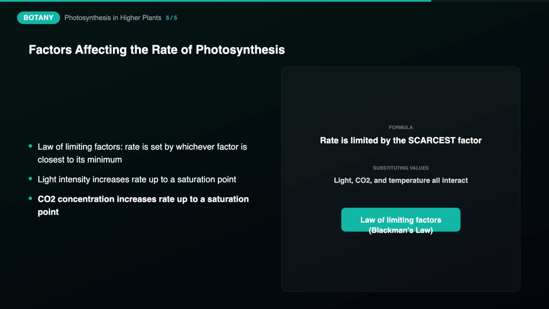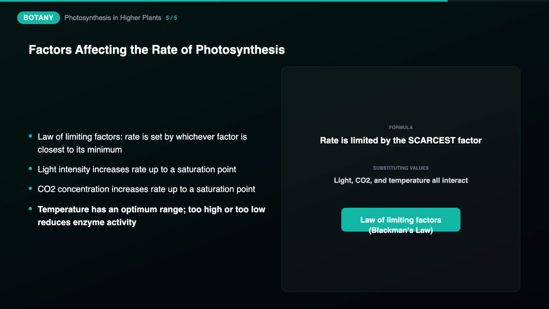Carbon dioxide concentration works similarly. Increasing it boosts the rate up to a saturation point. Temperature affects the rate through its influence on the enzymes involved, including Rubisco, with an optimum temperature range beyond which enzyme activity and therefore the rate of photosynthesis actually declines. This means that on a cloudy, cool day, light might be the limiting factor, while on a bright warm day with normal atmospheric CO2, carbon dioxide concentration often becomes the limiting factor instead.